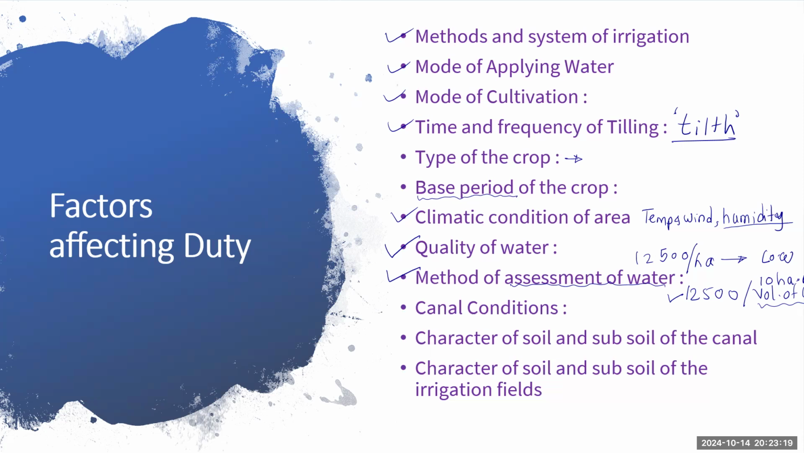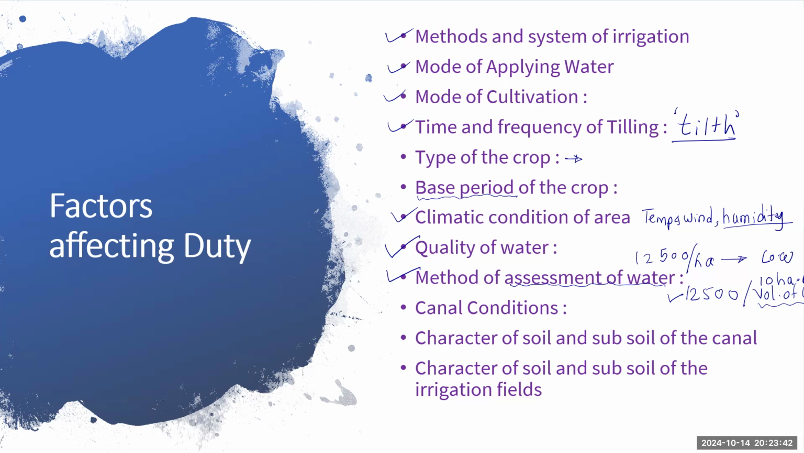So if we compare these two systems of irrigation, then it is clear that in case of lift irrigation scheme, the conveyance losses are less, and that's why it is higher duty. So that is the first point. The first factor is systems of irrigation or methods of irrigation.